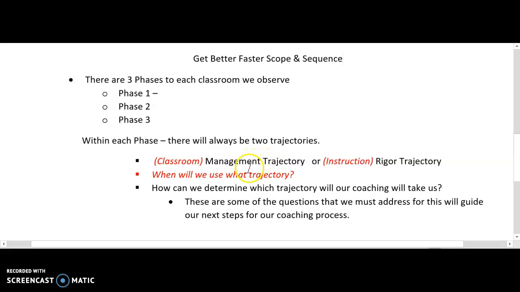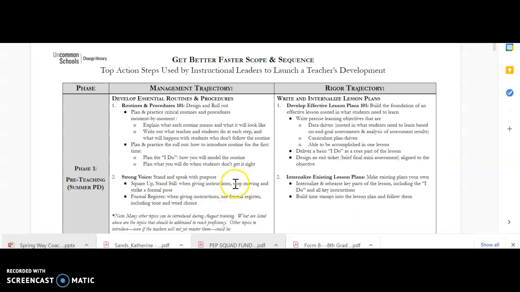In this training, we're going to learn when we use which trajectory. This is important because once you realize which trajectory you're going to use, those are the specific action steps we are going to take, and that's the side of the scope and sequence we are going to use. So let's dive into it. Most of us are visual, so let's get started. Like I said, these are all the top action steps that you can use.